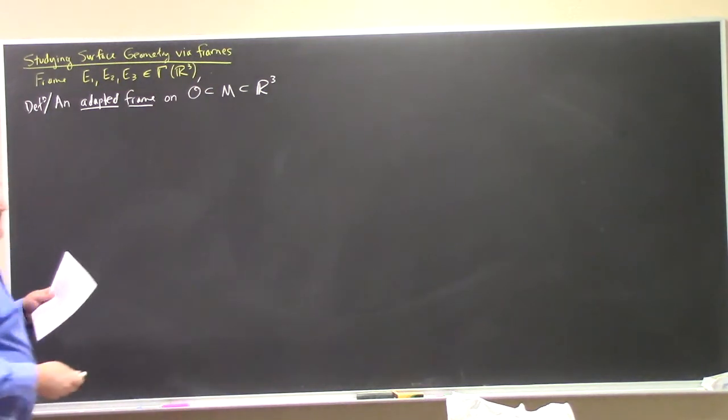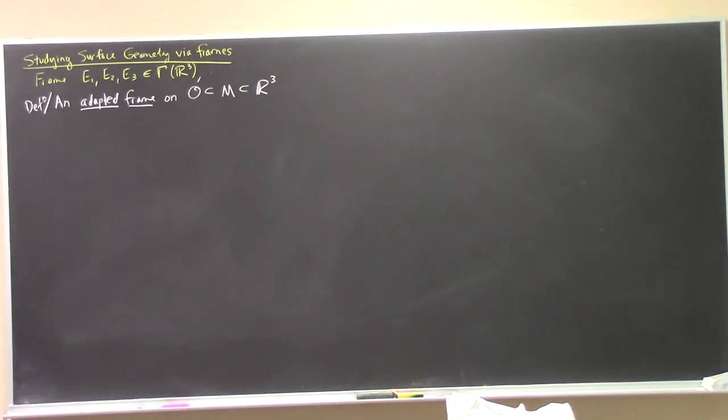By the way, in chapter 7, we start thinking about the concept of a Riemann surface. And chapter 7 is where we finally get back to the abstract geometry that we started with. Chapter 6, though, is really, in some sense, redoing chapter 5, except with differential forms, all right? Anyway, so adapted frame.